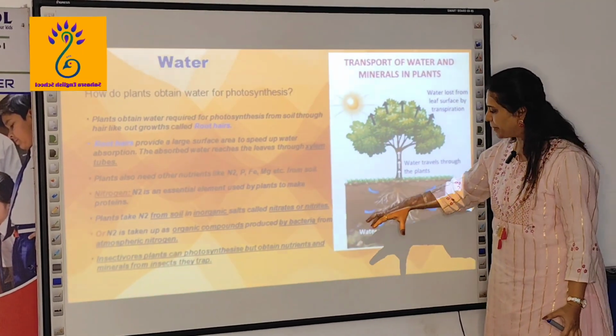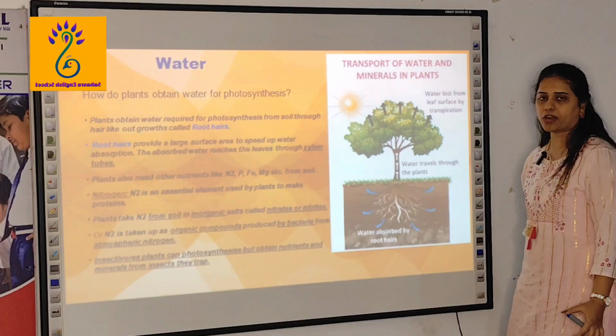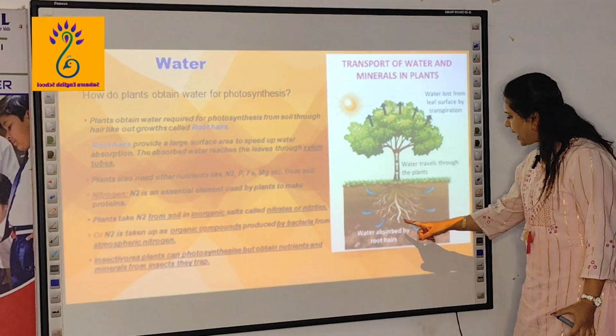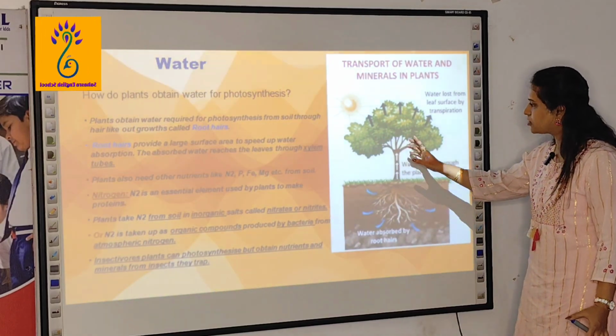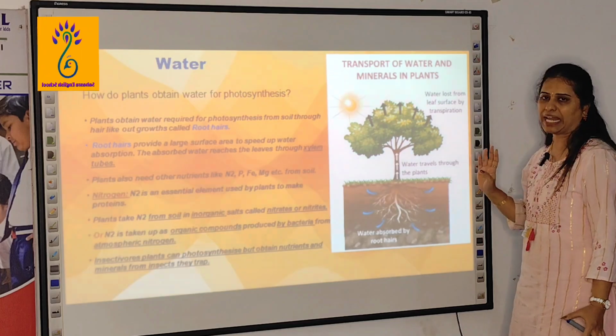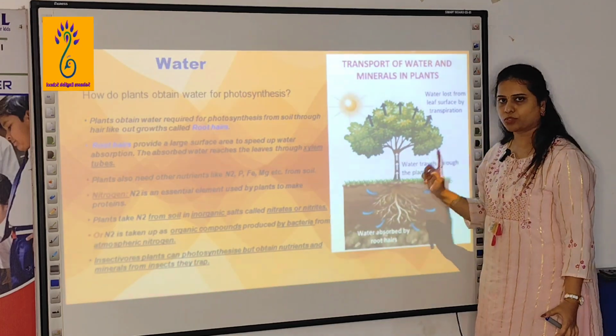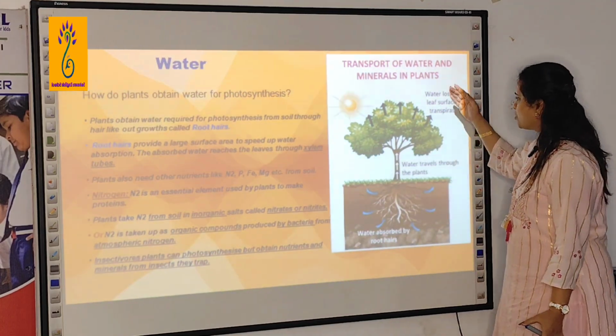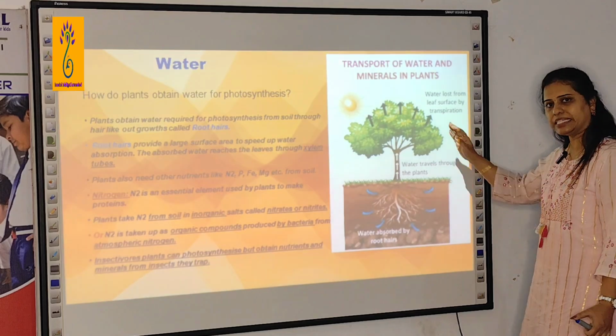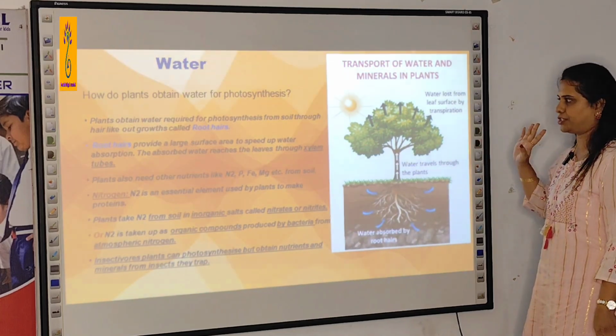These will help in absorbing more amount of water, and that water is conducted to different parts of the plant through xylem. The loss of water from the leaves is called transpiration.